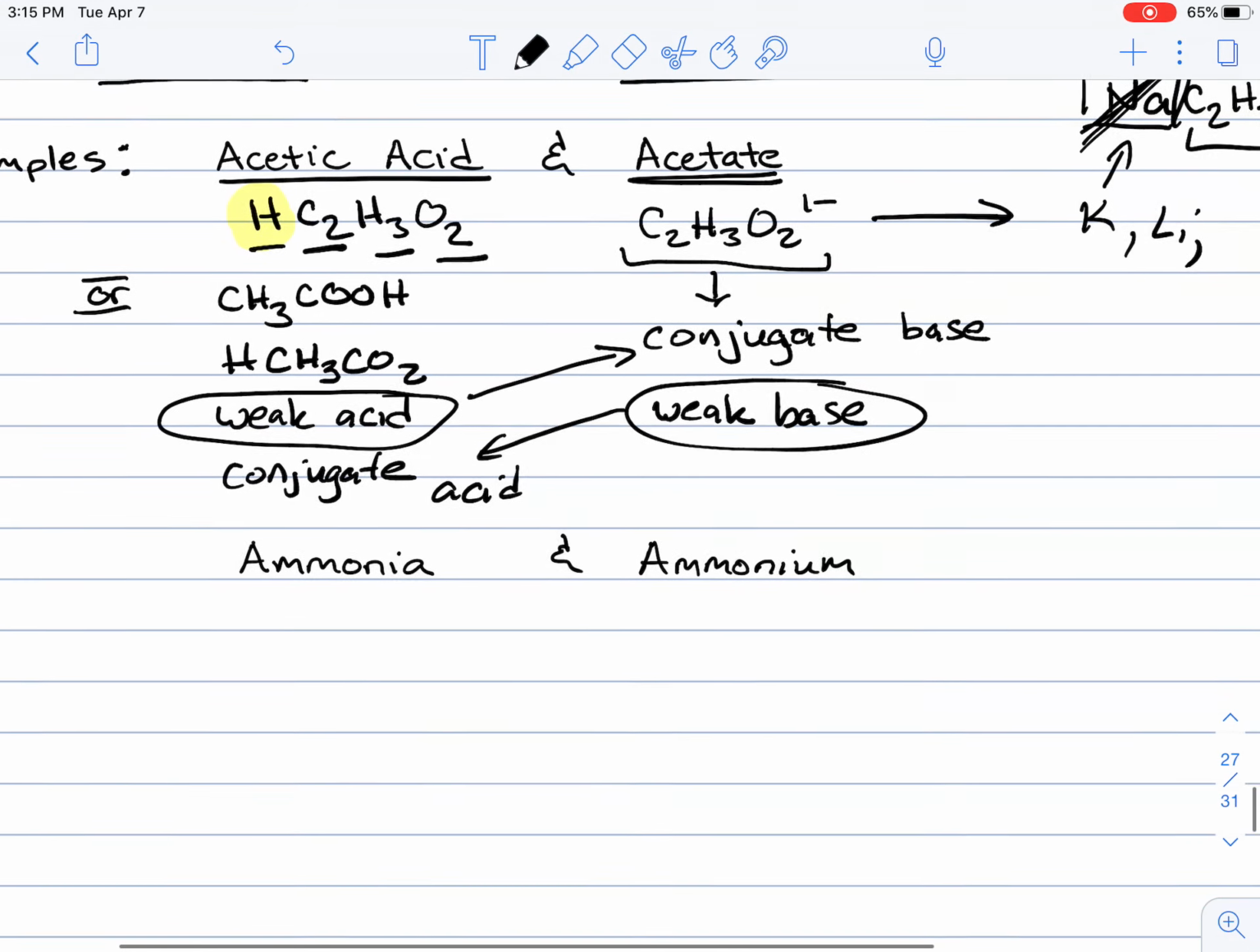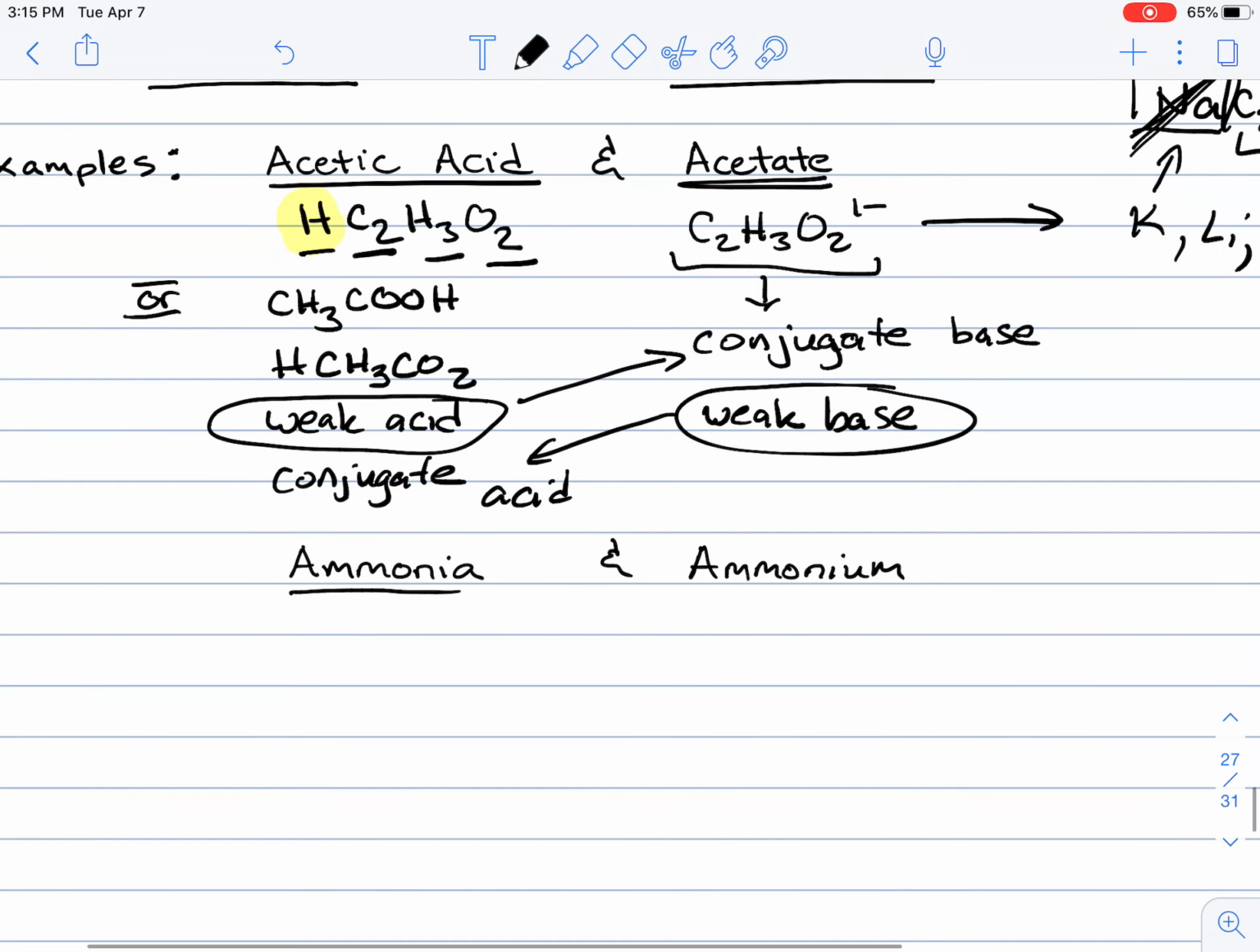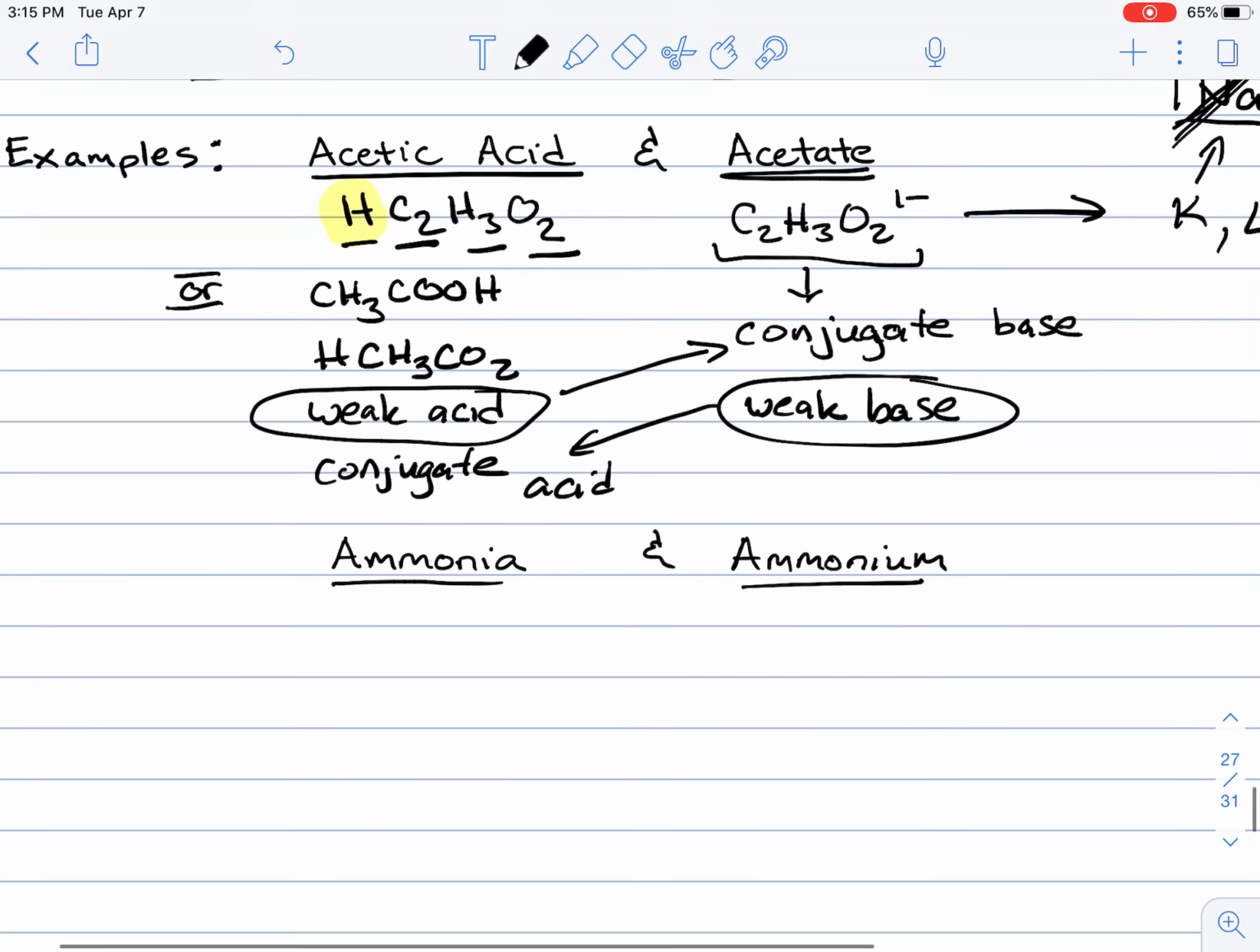So let's talk about ammonia and ammonium. Ammonia is NH3. If you were to draw the Lewis structure of NH3, we would have 3 hydrogens covalently bonded to nitrogen, and there would be a lone pair. This lone pair would enable ammonia to act as a Lewis base or a Bronsted base.